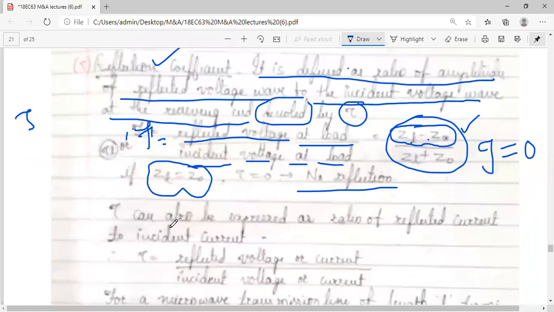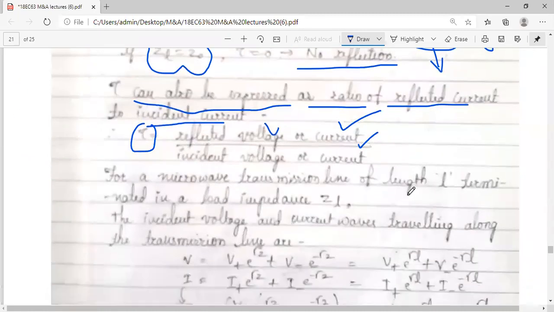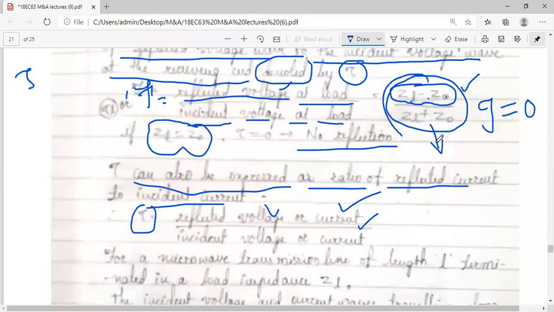Let us define tau in the form of current also, either voltage or current. Tau can also be expressed as the ratio of reflected current to the incident current. So either voltage reflected by incident or current reflected by incident is equal to tau, and tau is also given by ZL minus Z0 by ZL plus Z0. Now let us derive this expression and find what tau is equal to, which you will be using further while solving the problems.